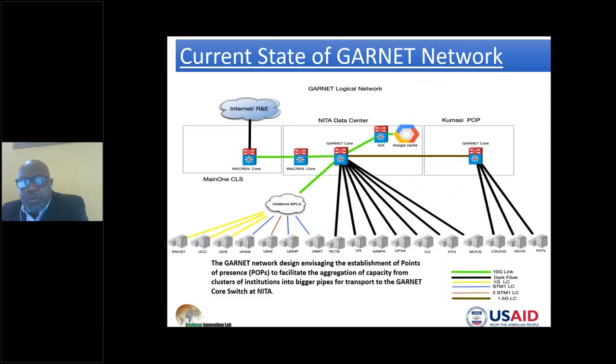Next slide. Today, as I already said, we have 29 members connected to our National Data Center, where our network is hosted. We have access to the Google cache, which is a 10 gig pipe. We have another 10 gig pipe to our mother organization, that's WACREN. The minimum last mile connection for our members is one STM, with the help of some of the telcos aggregating their bandwidth through their MPLS. GANET network design envisages the establishment of POPs, one of which we've already done. You see on the right side of the diagram, that's our first POP at the University of Science and Technology, which connects three of our members. At the moment, each of our members has two connections, one through the commercial service provider and the second through GANET. Next slide, please.